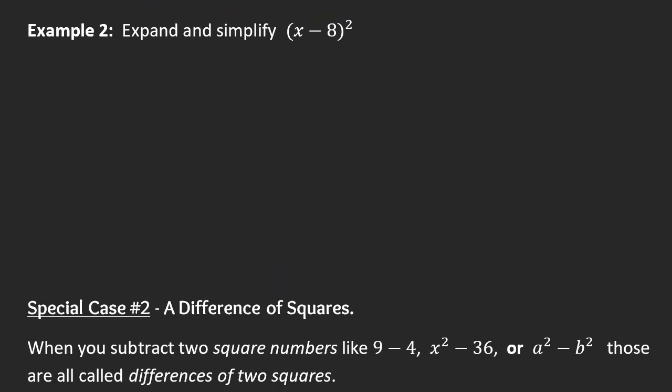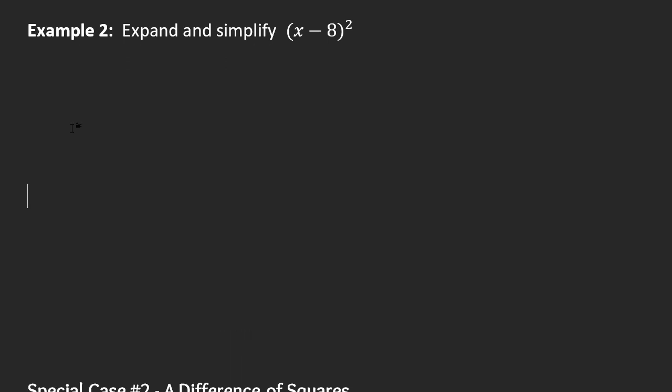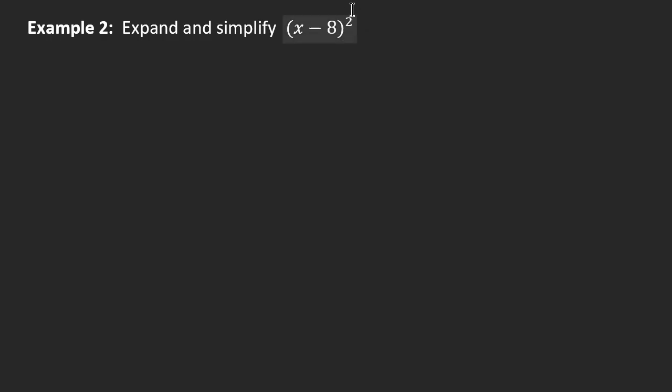So pause the video for a second, if you want, and give this a shot. We're going to expand and simplify this perfect square trinomial. Right now it is a binomial, and we're going to try and use the pattern. So again, the pattern is to square the first term. So we're going to square x, so that's x squared. Again, look at the pattern.